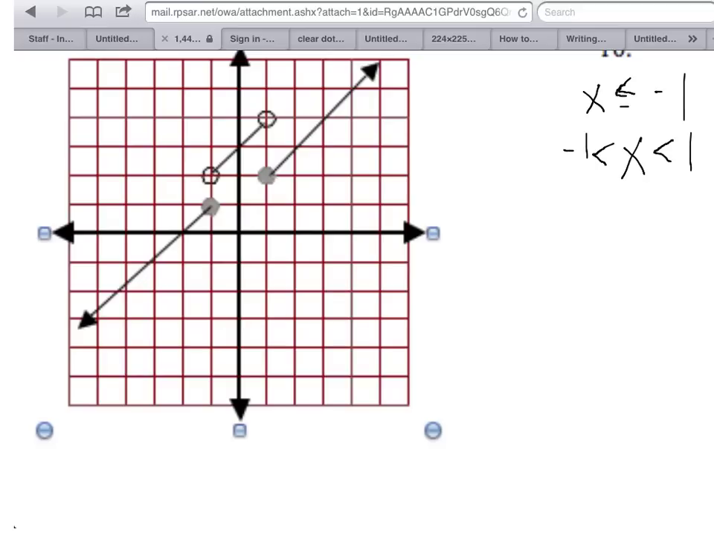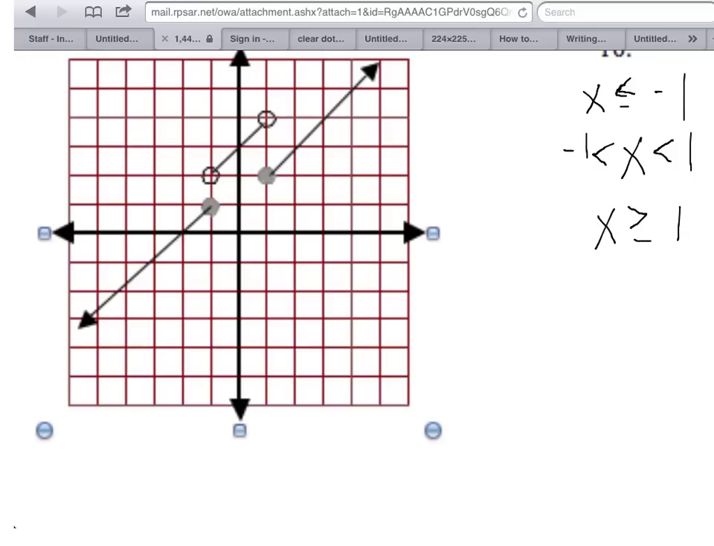And then the last ray on the graph has, again, a closed circle at +1, and any point after or greater than +1 is going to be defined for x as we follow along the x-axis. So that's going to be x is greater than or equal to 1.